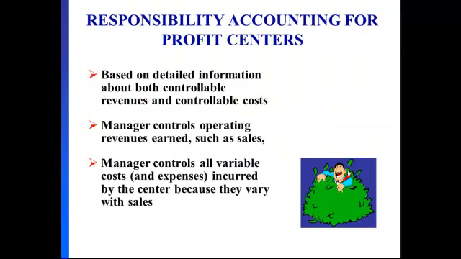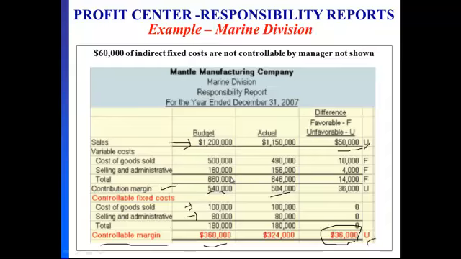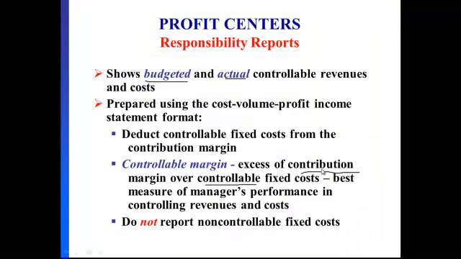Now, for profit centers, we add the idea of budgeted and actual controllable revenues. And now we have the revenues, the variable costs, and the fixed costs. And so we come up with a contribution margin. Now the manager generally is responsible for the variable costs in the department. So sales minus the variable costs gives me the contribution margin. Now there are some fixed costs that he has control over, so we subtract the fixed costs and we come up with what's called a controllable margin. The controllable margin then is the contribution margin minus controllable fixed costs.